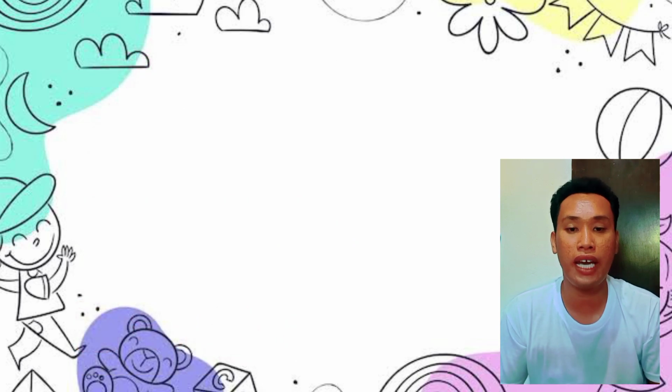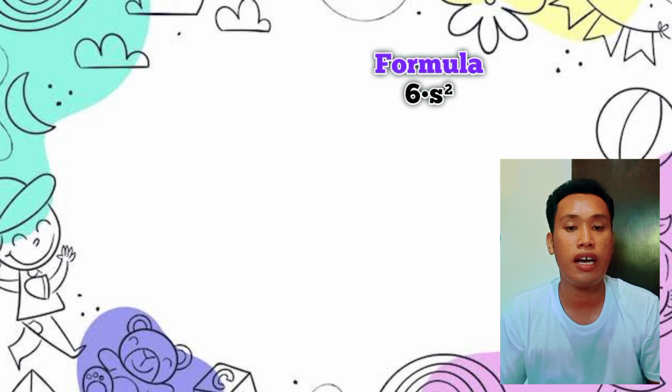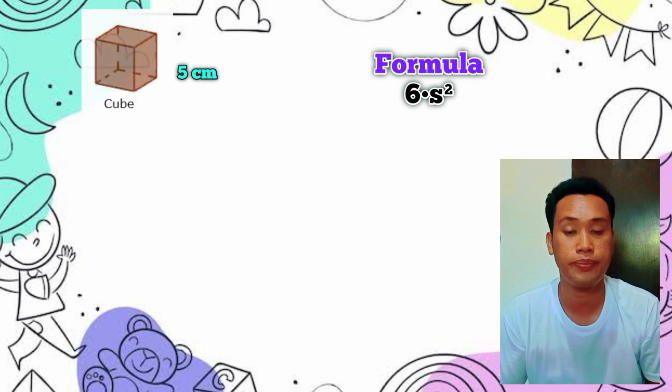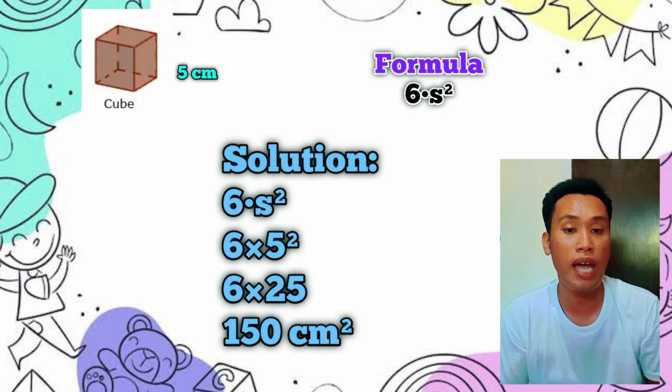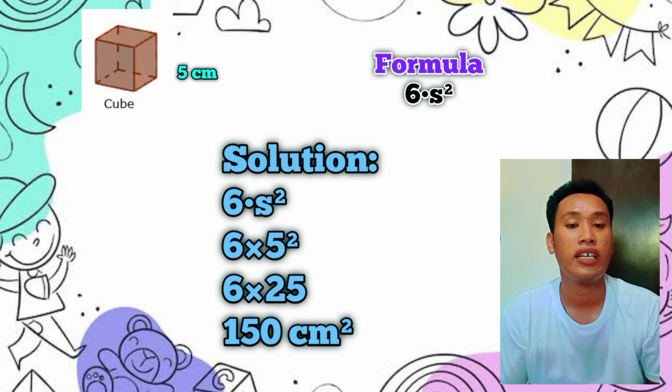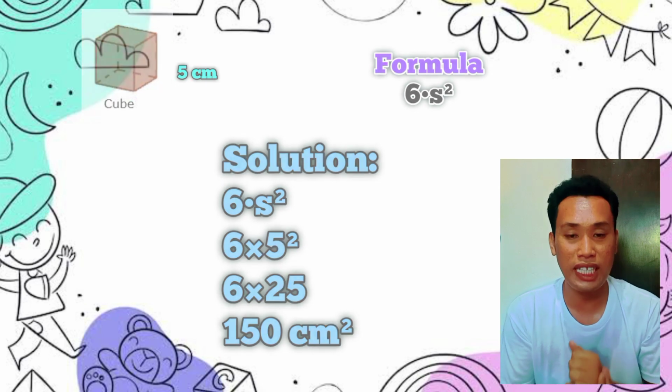The formula for getting the surface area of the cube is 6s squared. For example, in the problem earlier, simply substitute, so it will become 6 times 5 squared. We do the exponent first and then multiply. So it would be 5 times 5 equals 25, times 6 equals 150 square centimeters. Simple as that.